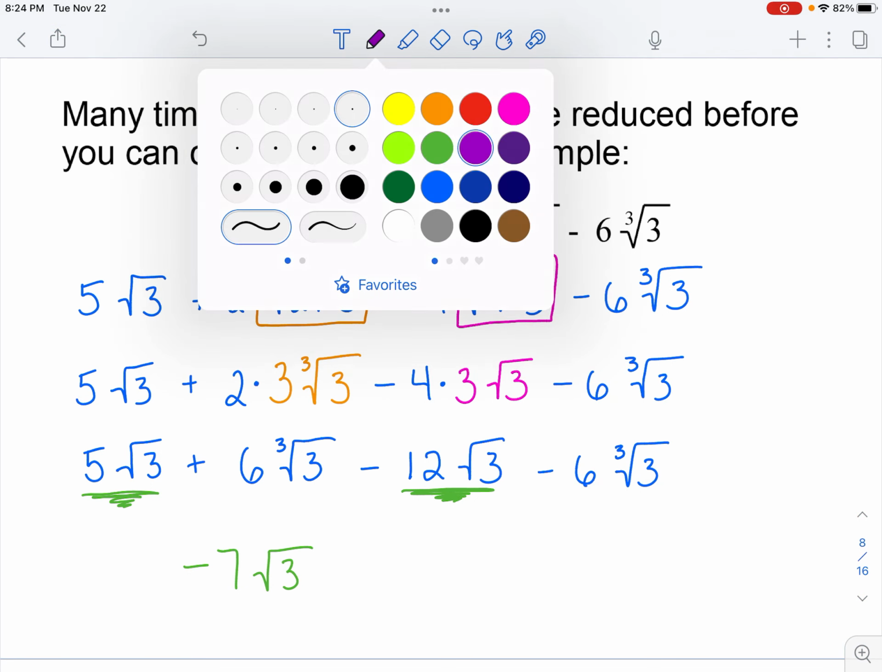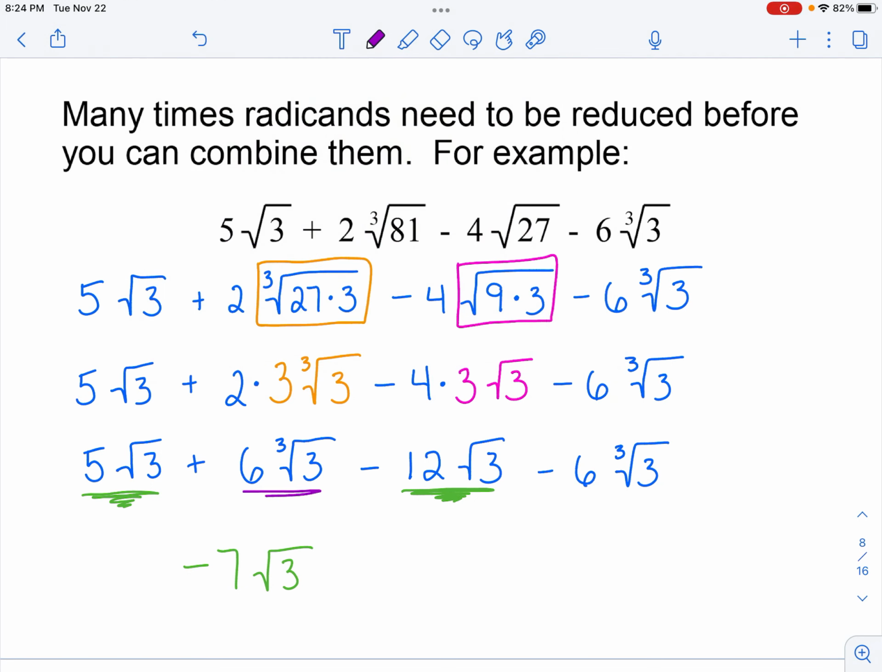Now I have like terms in 6 cube root of 3, and I have another 6 cube root of 3, but the other one's negative. Well, 6 minus 6 is 0. So those are going to just perfectly cross off and eliminate. I essentially have plus 0 cube root of 3. So this is, in fact, my final answer. If you can add like terms with polynomials, you can add like terms with radicals. It follows the same rules.